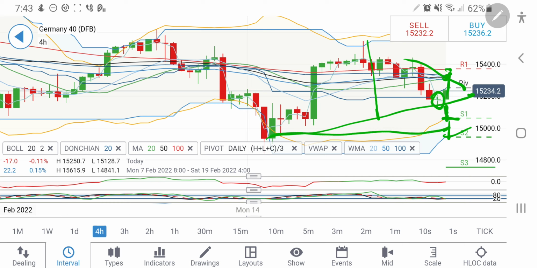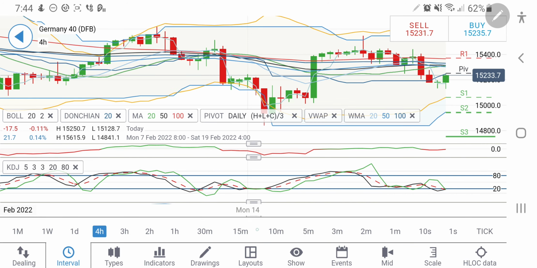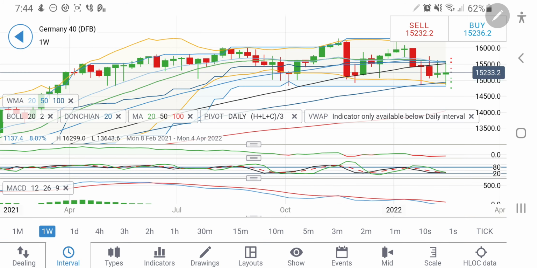Take a short entry at 15100. Definitely you can make another 100 points, 150 points at least, where the first support is at 15050, next support at 14950, and 14900 will come into the picture. Take your positions accordingly. Any long entry beyond 15300 is only recommended. Also on the 4-hour charts, it is at oversold levels. It may try to retrace back a bit before taking a beating later in the day.